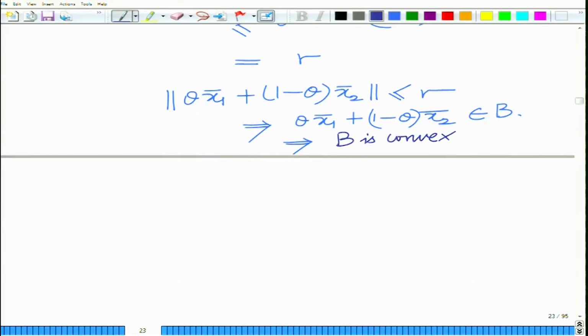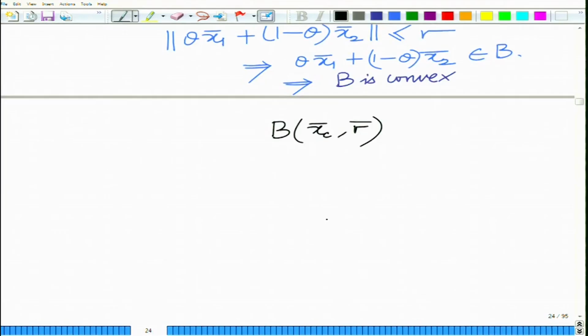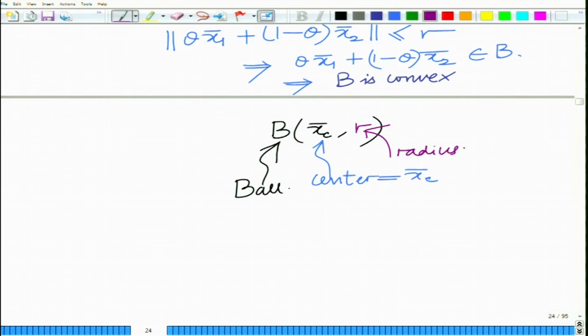Okay, and this norm ball, now remember another equivalent, an interesting way to represent this. We can represent this norm ball as B of xc bar comma r. So, this denotes a norm ball with center equal to x bar c. I am sorry, this is not r bar, but this is r, which is the radius equal to r. So, this is the norm ball.